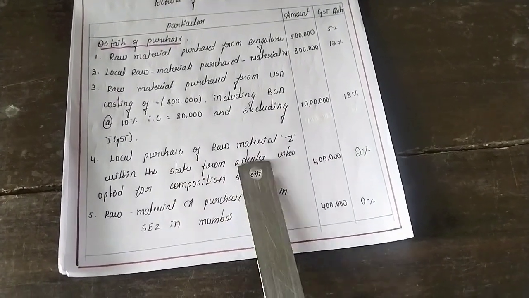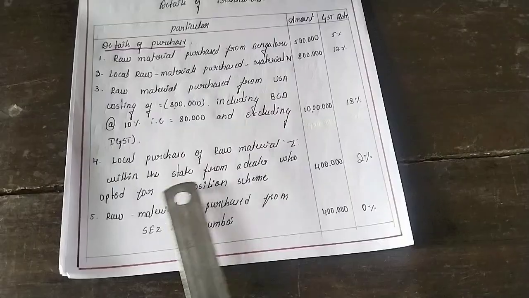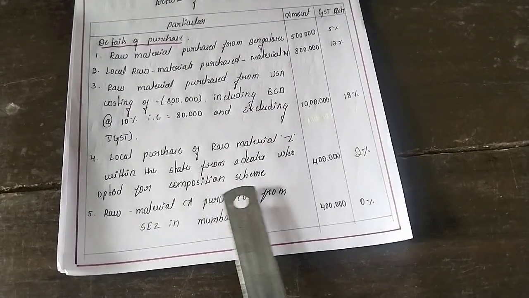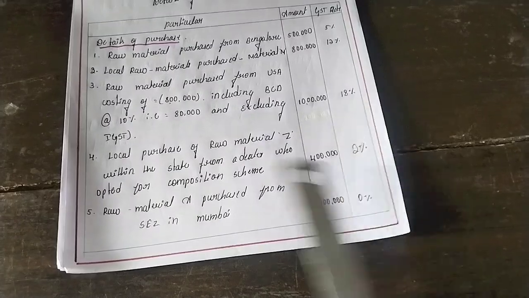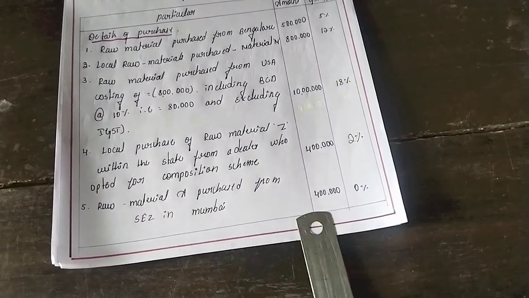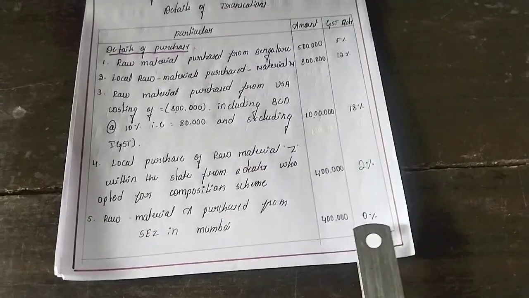Local purchase of raw material Z within the state from a dealer who opted for the composition scheme, 4 lakh, 2%. Raw material A purchased from C's in Mumbai, 4 lakh, that is 0%.